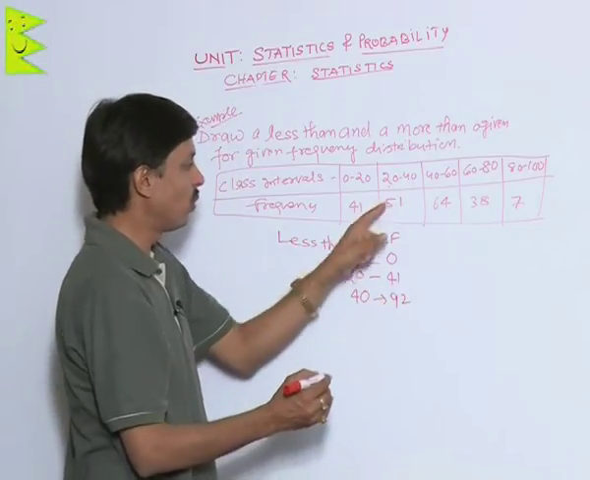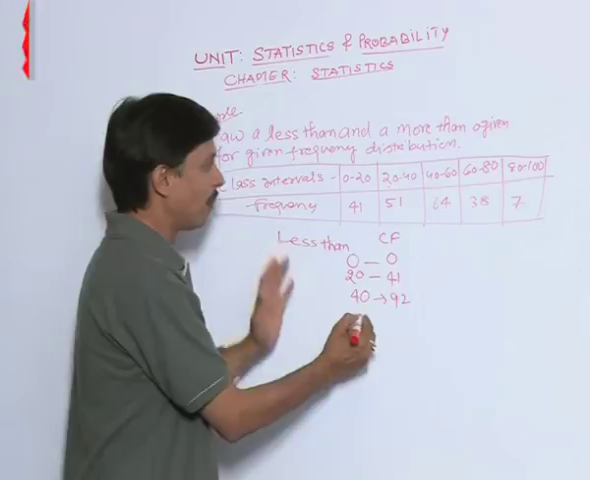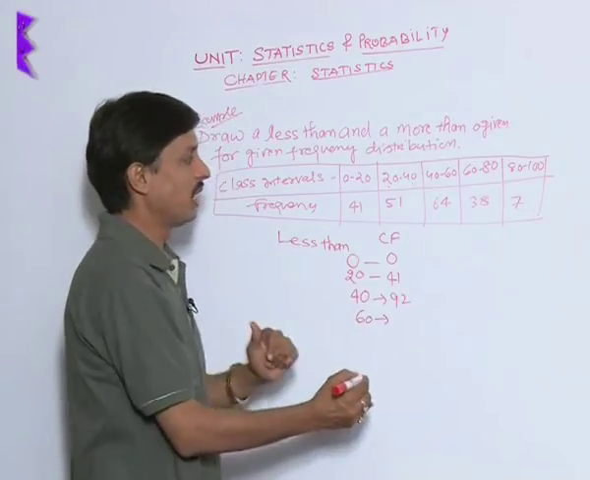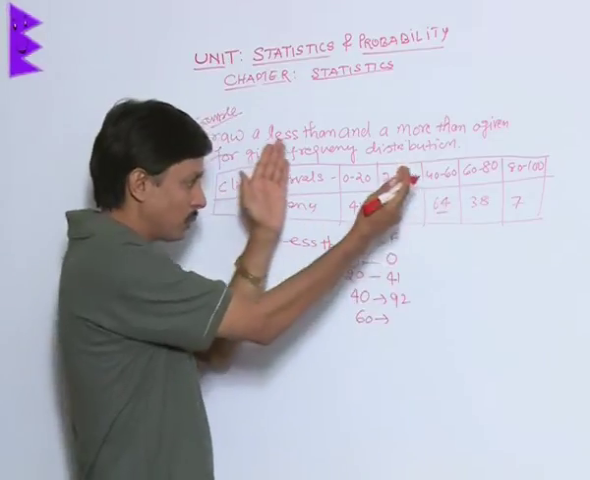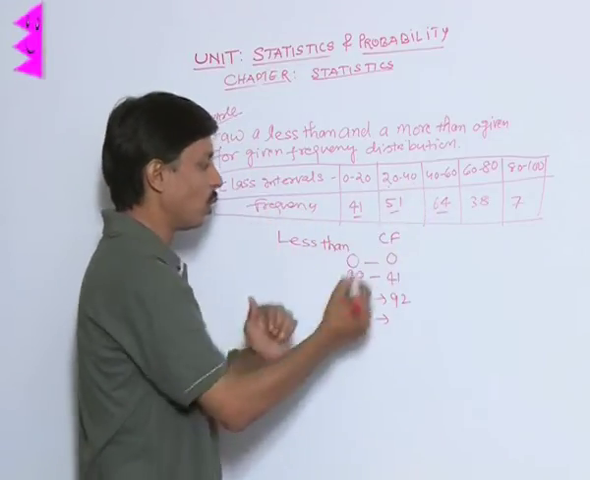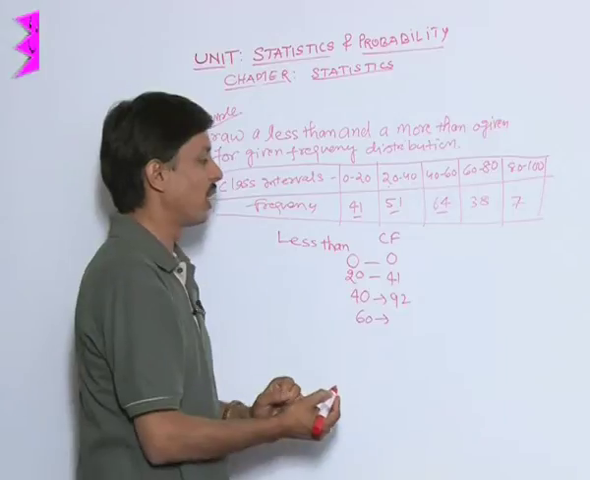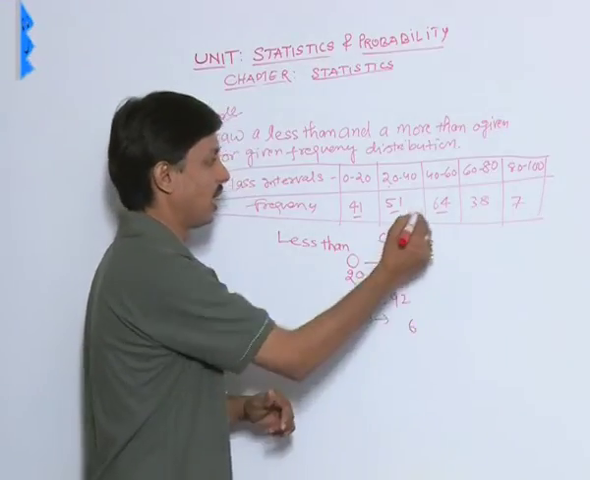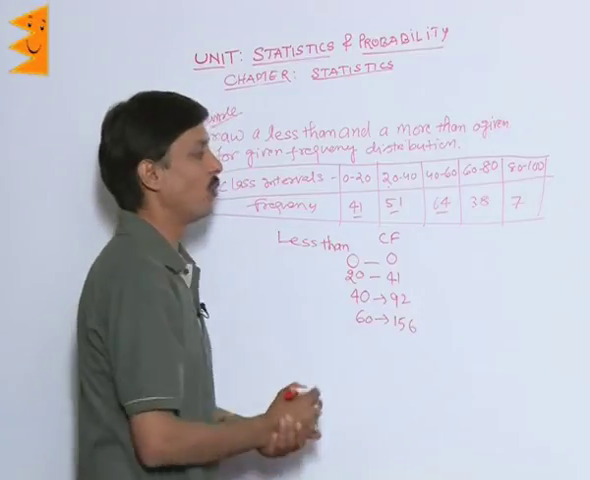1 plus 1 is 2, 5 plus 4 is 9. Number of students who scored less than 60: for that these 64 students will also join this group. So 64 will also be added to 92. So the number of students will be 156.